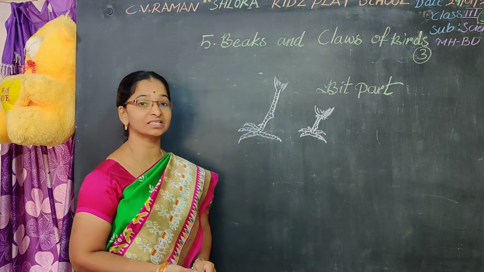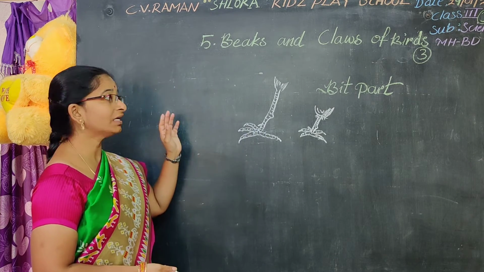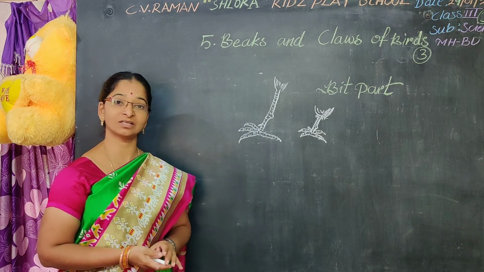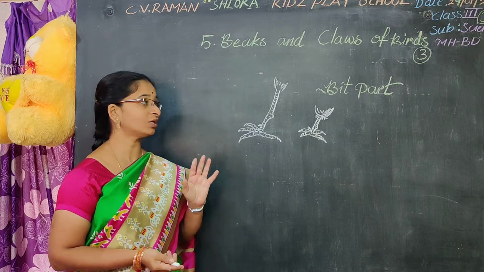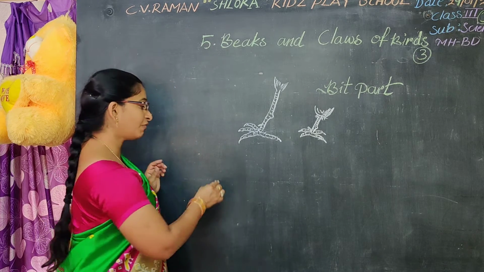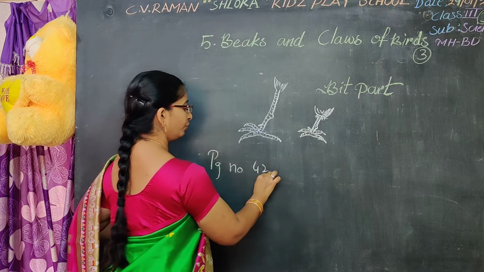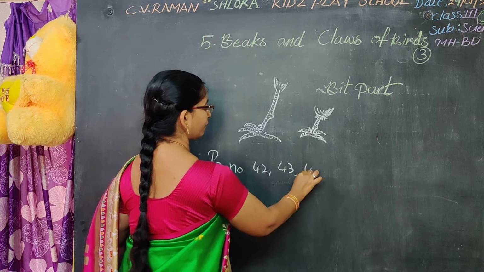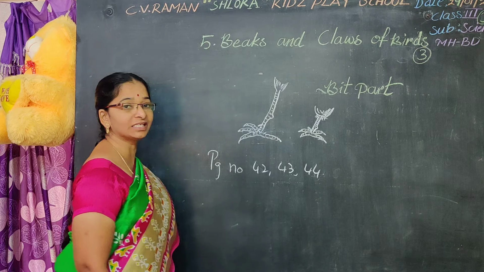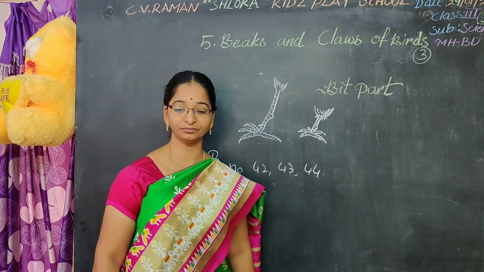Nana, what did we discuss in the previous class? We discussed the beaks and claws of birds. That lesson we have already completed. So today we look into the big part. All of you open your textbook, page numbers 42, 43 and 44. These big parts we will see in the textbook itself only. Okay?